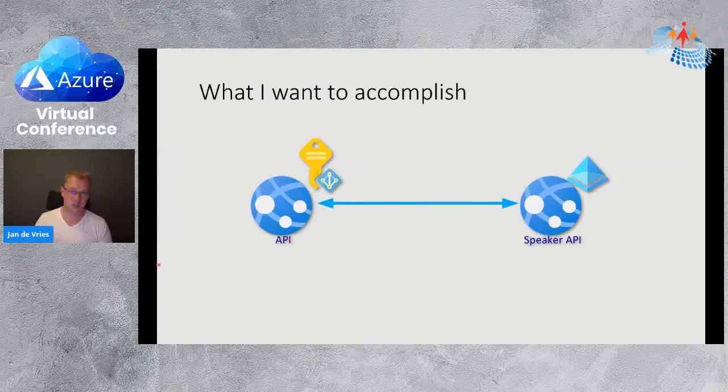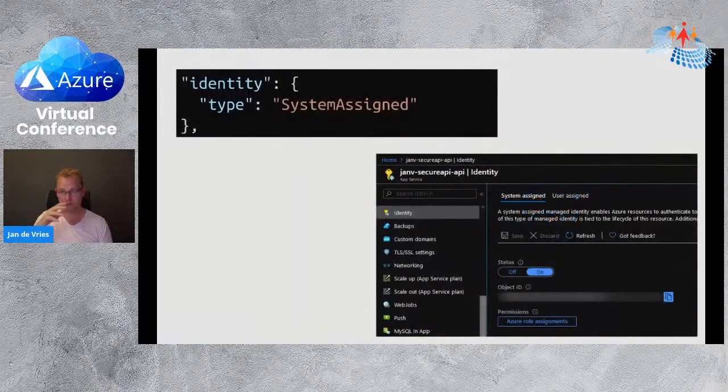So is this hard? Well, not really. The hardest part is figuring out what to do, which identifiers you have to fetch, which secrets you have to put where, stuff like this. So that's what I'm going to show you right now. First of all, creating a managed identity is as easy as doing this in your ARM template or turning the status on inside your app service.